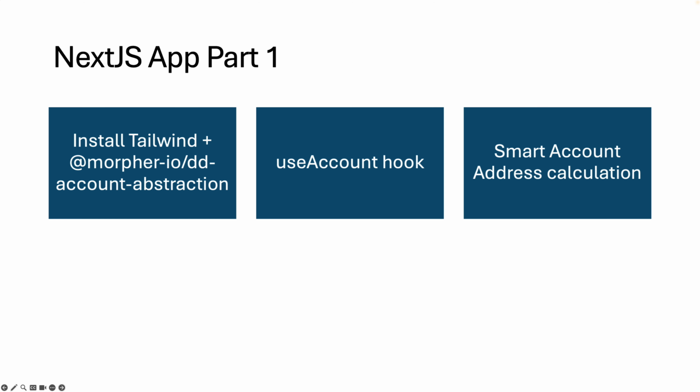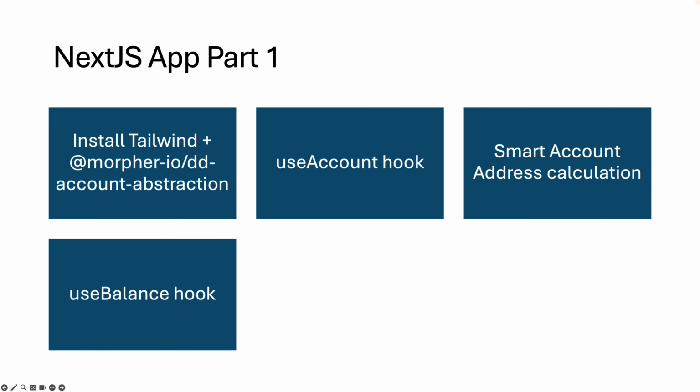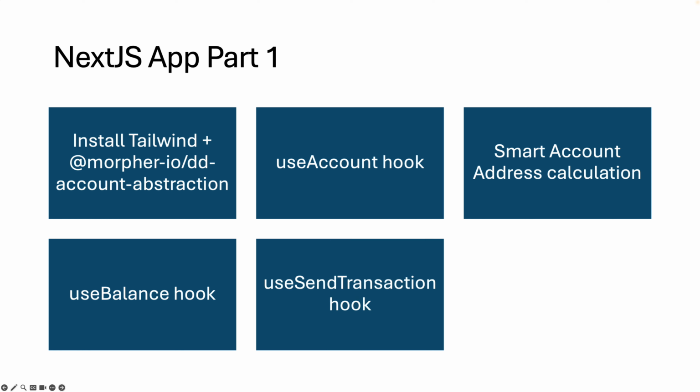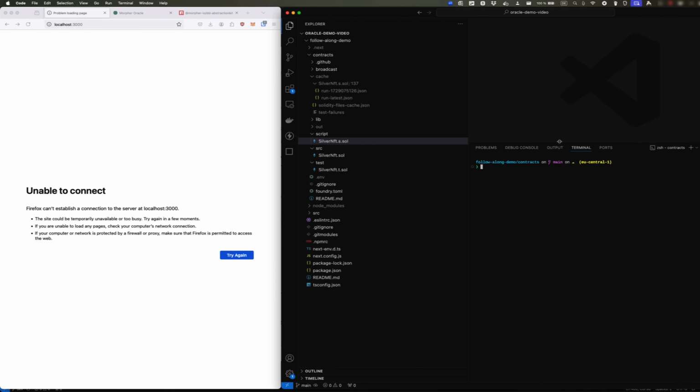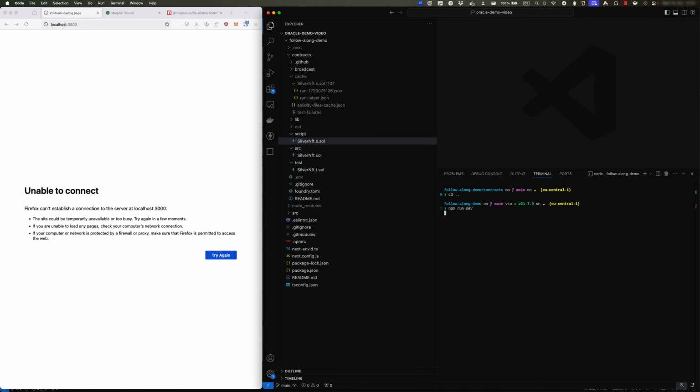Then we are going to calculate our smart account address. Then we are going to use the useBalance hook to calculate how many gas tokens are in there. Then we are going to use the useSendTransaction hook to very quickly send some value to our smart account address, so we don't have to open our wallet for that. And then we're going to use the useReadContract hook to calculate how many NFTs are actually in our smart account already minted. Let's get started with our Next.js project, and I'm just going to start the dev server.